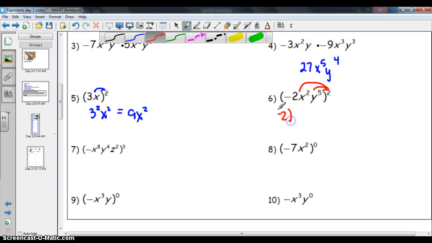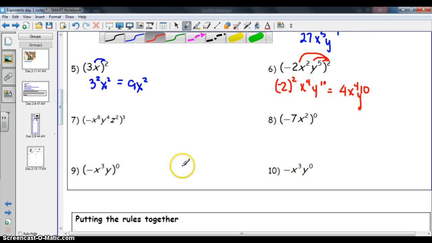So it's negative 2 to the 2nd power. It's x to the 4th, and then y to the 10th. Again, we multiply those exponents. So we simplify our coefficient, and we're done. Oops, y to the 10th.